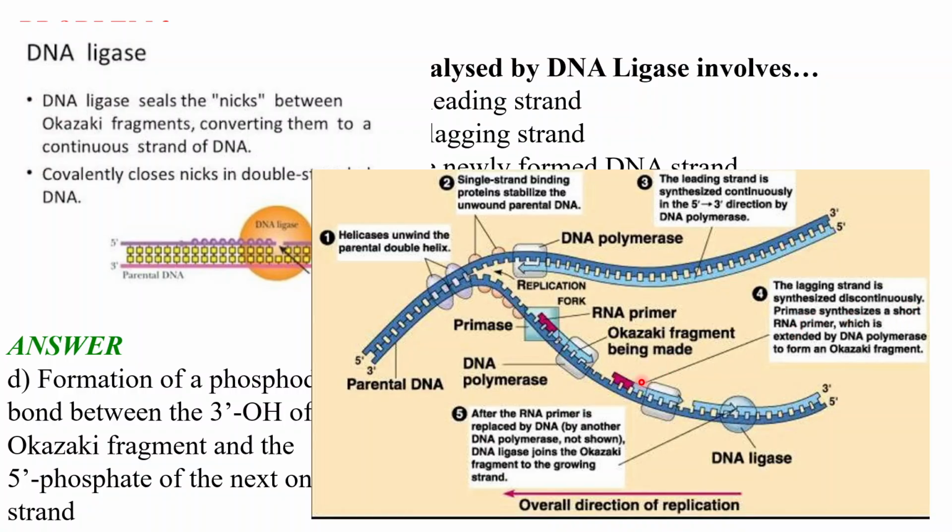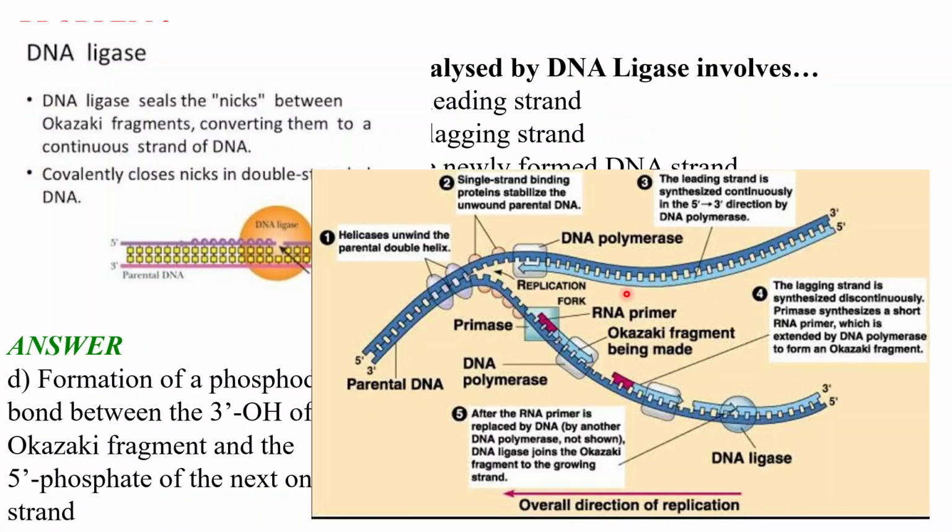Primase synthesizes short RNA primer. As you can see, the red one is the RNA primer, which is extended by DNA polymerase to form an Okazaki fragment. So with this primase enzyme, the RNA primer and DNA polymerase form the Okazaki fragment. After the RNA primer is replaced by DNA by another DNA polymerase, the DNA ligase joins these Okazaki fragments to the growing strand. As you can see, these are all the Okazaki fragments which are joined by this DNA ligase to form a new strand of DNA from 5 prime to 3 prime, but discontinuously.